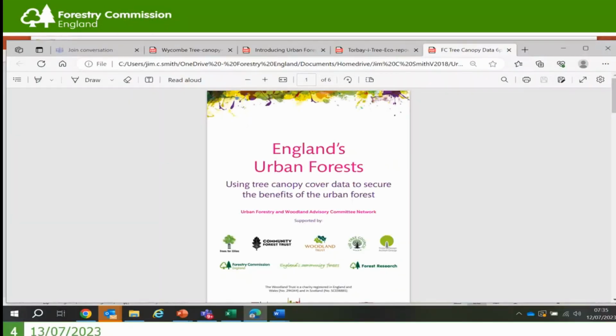And the Forestry Commission, in conjunction with its advisory body, the Urban Forest and Woodland Advisory Committee Network, which is one of our advisory bodies, produced this document in conjunction with Forest Research called England's Urban Forest. And it was about using tree canopy cover data to secure the benefits of the urban forest. And it's a very useful little ready reckoner on why tree canopy cover is useful, why you should be, as local authorities, beginning to collect it, and who, in the context of the professionals who have access to that data, is going to be using it, people like tree officers, landscape architects, to a certain extent highway engineers as well. So it gives a very good snapshot of some of the initial work that Forest Research did in capturing tree canopy cover across England, and I'll say a bit more about that later.